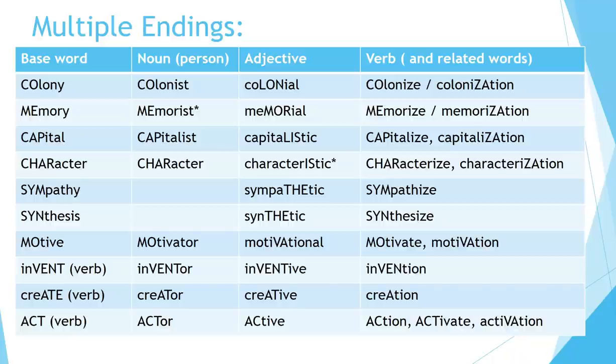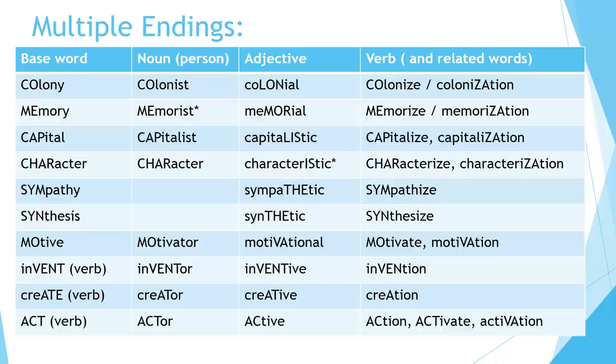Invent, this is a verb for the base word. The other ones above were nouns. Inventor, inventive, invention. Create, again, this one is also a verb. Creator, creative, creation. Act, we have a one-syllable word here, which is also a verb. Actor, active, action. Activate, activation.